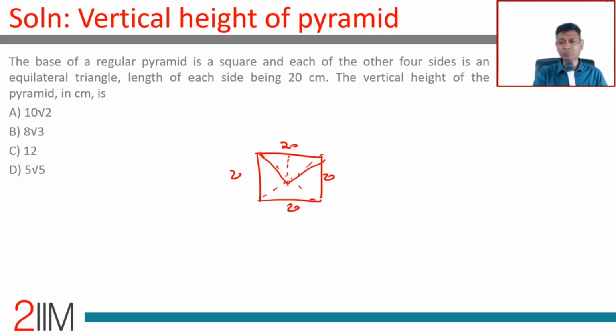So we have to use some form of Pythagoras theorem. I'm going to think about the peak of the pyramid down to the base of the pyramid. That straight line is going to be perpendicular to the base plane, and that's the height of the pyramid. That's what we need to find. From a point you draw to the center, this distance is what we need to find.